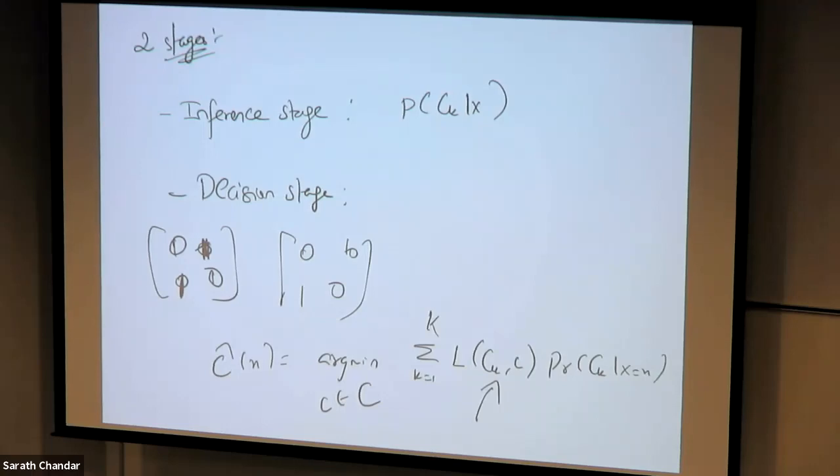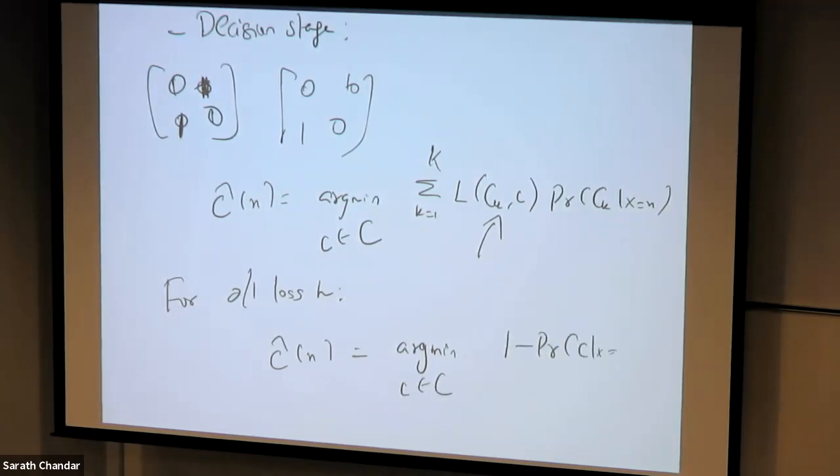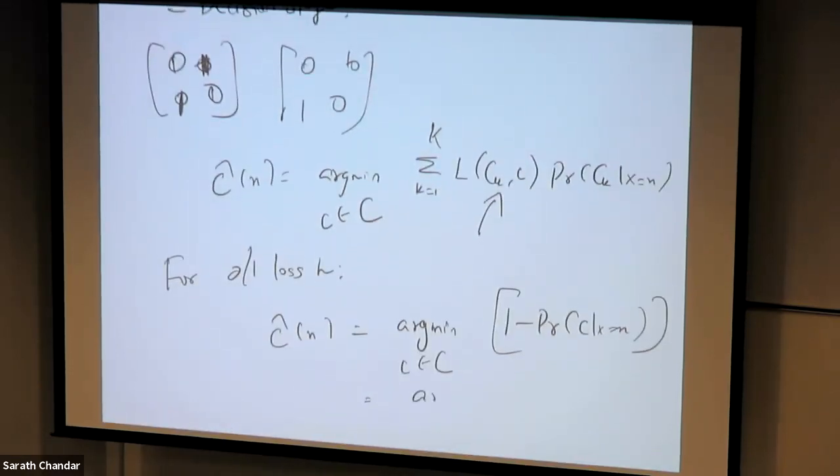That's clear? Now, for the 0-1 loss function, as we discussed before, it's very simple. C of X is given by arg min over C belonging to the set of classes, 1 minus probability of C given X equal to x. Or in other words, this is nothing but arg max over C belonging to the set of classes, probability of C given X equal to x. Is that clear?